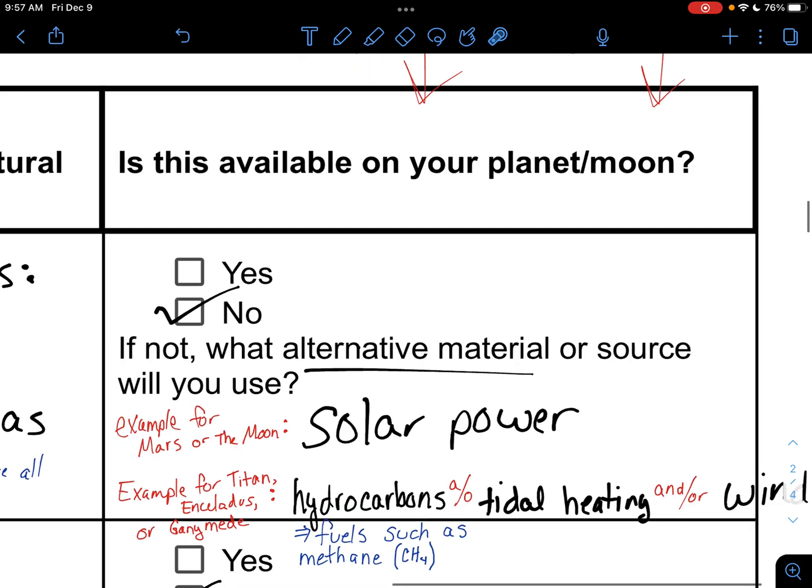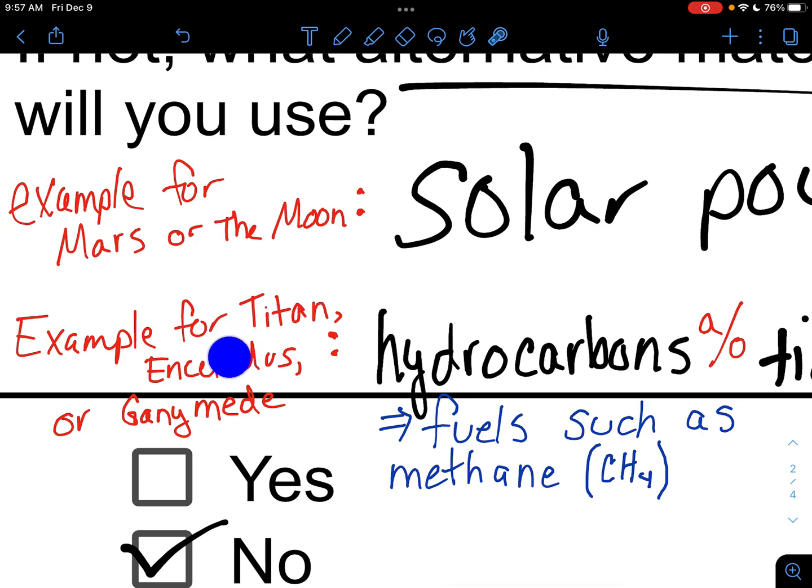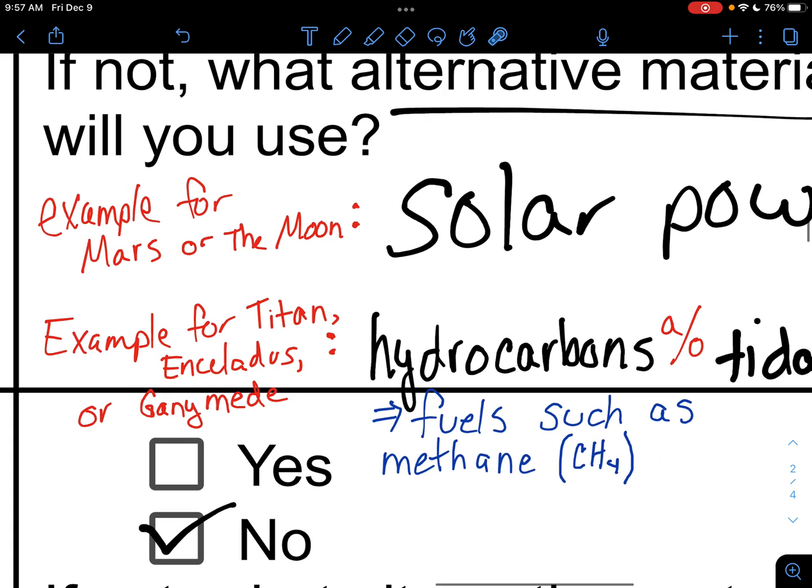In the outer solar system, if your group is planning on Titan, Enceladus, or Ganymede, there's not a lot of solar power out there, but hey, those 3 moons have hydrocarbons available. Fuels, things such as methane. Methane is natural gas, but now natural gas on Earth is produced biologically through living things. On these moons, it's not likely a living thing. Okay, maybe, we still don't know yet, but there are hydrocarbons there.